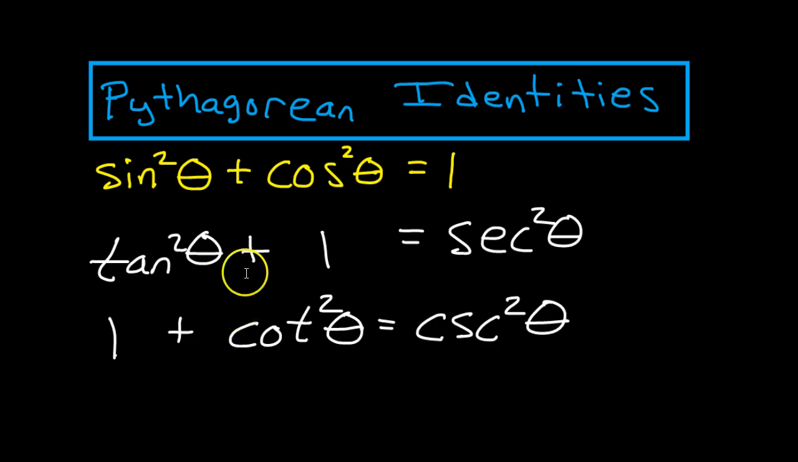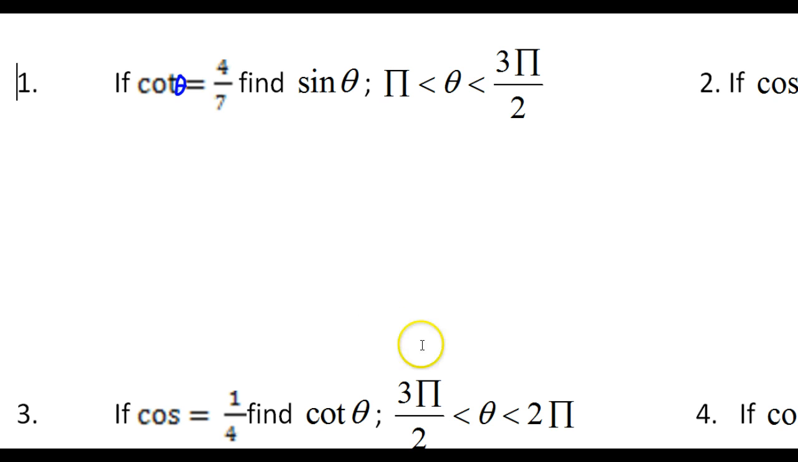Notice I have to be able to have these three identities written down on my paper. So either memorize the yellow one and understand how to get the other two from it, or you have to memorize all three. But when you sit down to take your test or whatever, you should be able to take out a sheet of scratch paper and just write these three down from your brain. Okay, so 1 plus cotangent squared theta is equal to cosecant squared theta.